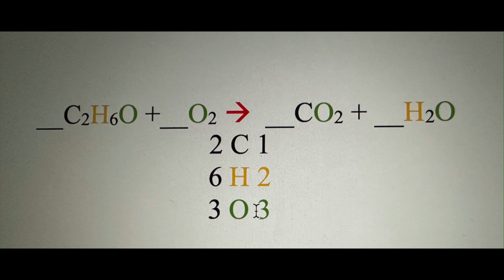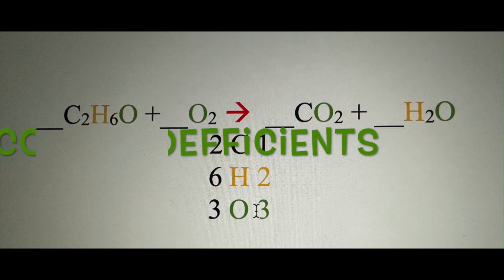The first step is to list what you know you have in the equation so far. On the reactant side, we have 2 carbons, 6 hydrogens, and 3 oxygens. Remember to add the like atoms. On the product side, we have 1 carbon, 3 oxygens, and 2 hydrogens. As you can see, the numbers don't match, so we don't have a balanced equation.